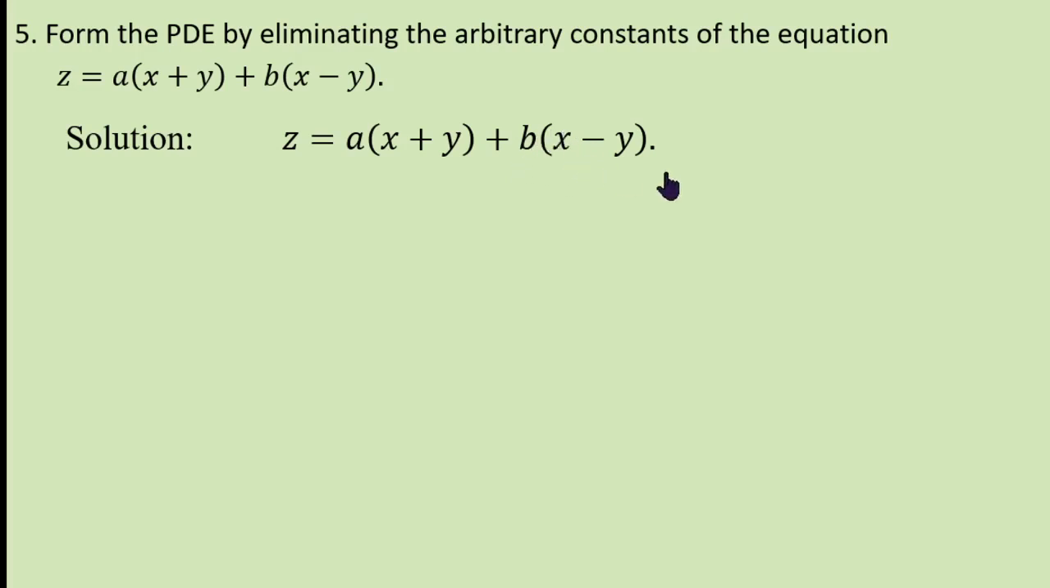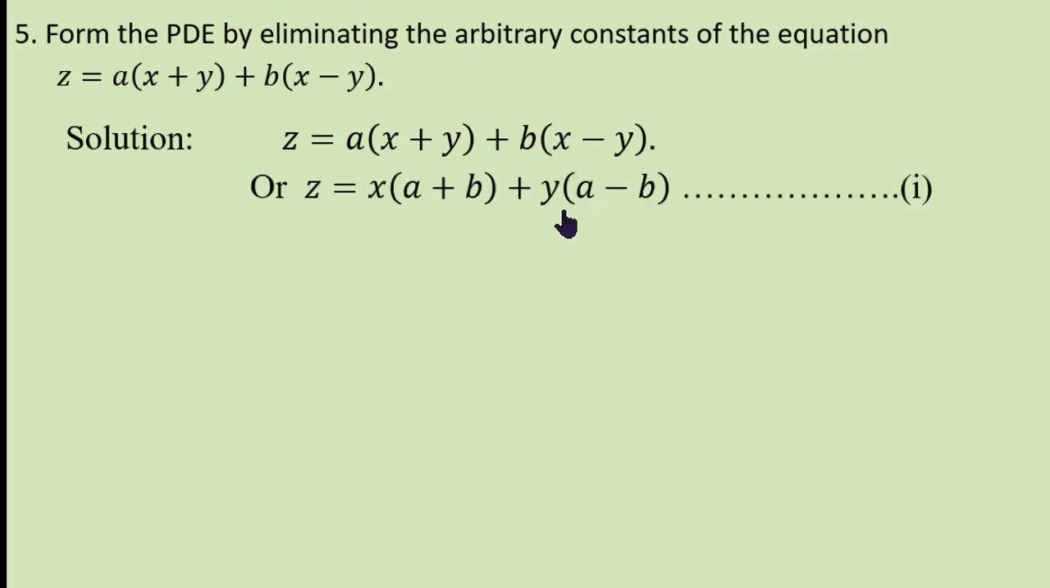y into a minus b. So you can write this z equal to x into a plus b plus y into a minus b. See this, ax plus bx, that is x into a plus b, ay minus by, that is a minus b into y. Now this becomes very easy to differentiate partially with respect to x.